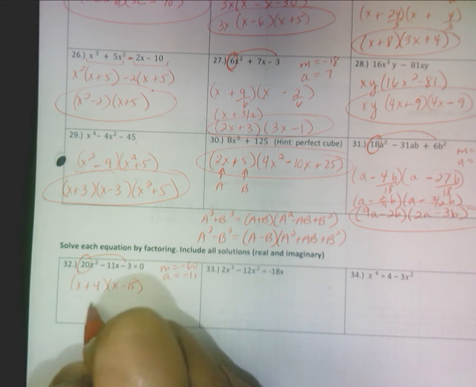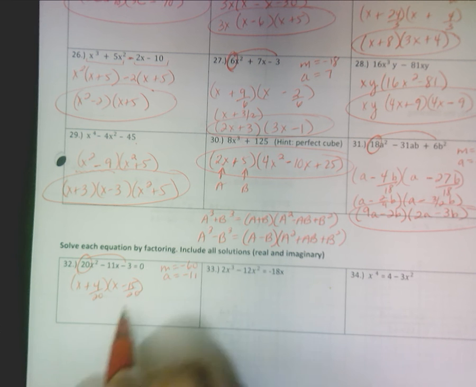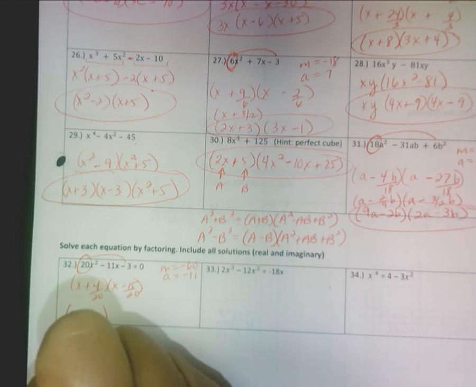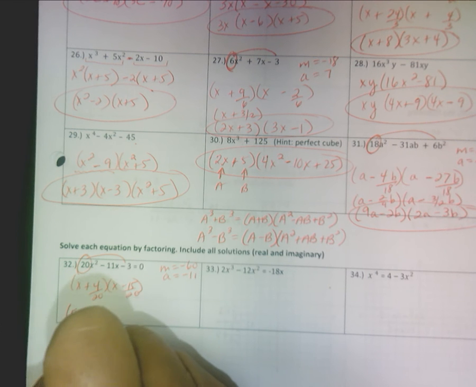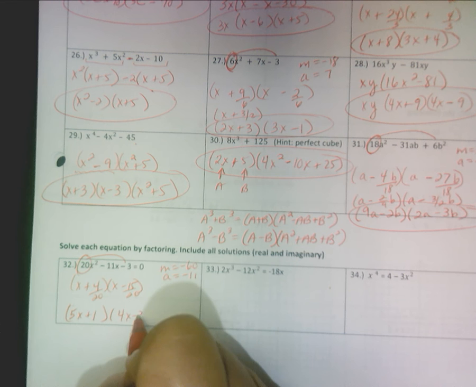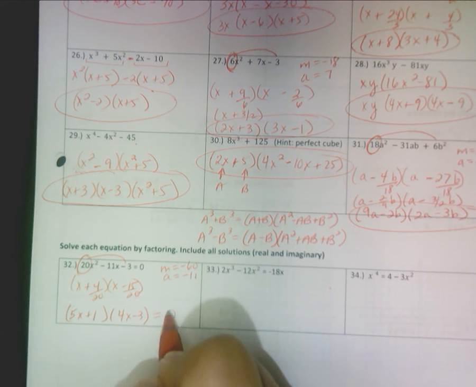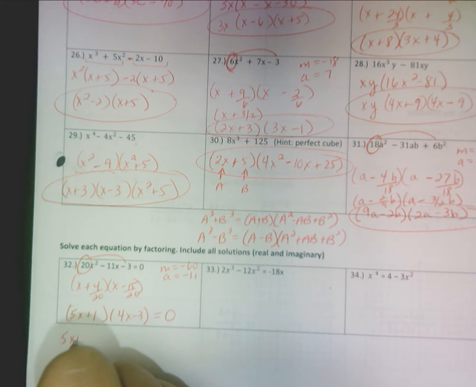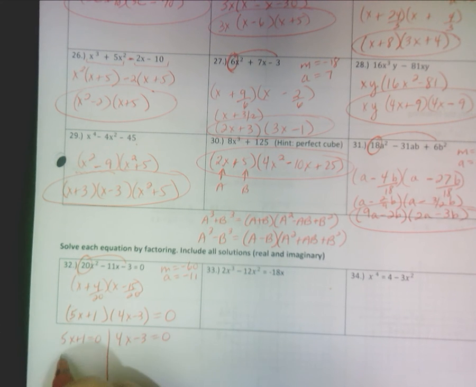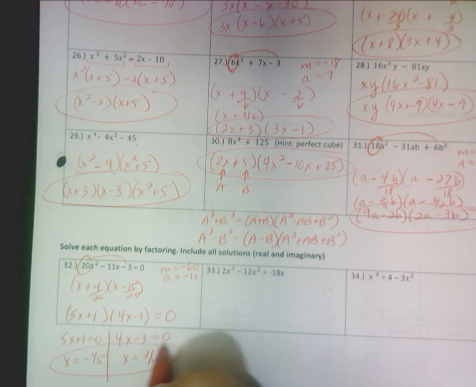But because there's a 20, divide both of these by 20. And then reduce and bring that bottom number in front of the x. So this would become 5x plus 1. And this would become 4x minus 3. And then since we're solving, we set each one of these equal to 0. So 5x plus 1 equals 0, and 4x minus 3 equals 0. And you get x to be negative 1/5, or x could be 3/4. These are your two solutions.